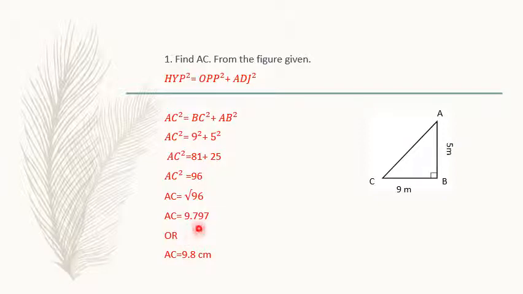So root 96. Take a calculator again, type root 96 in your calculator. If you type it, you will get 9.797. So that will be the answer. So AC will be equal to 9.8 centimeter.